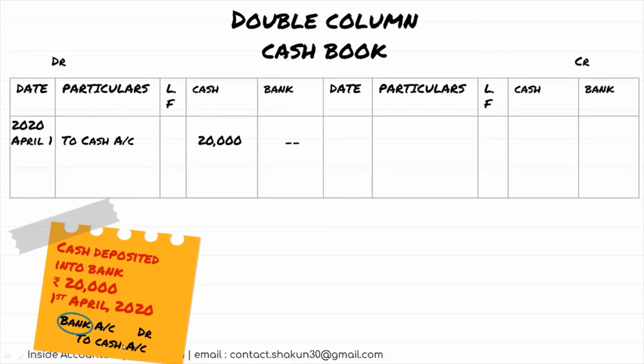Moving on, in the same transaction, cash account is credited. Now, since cash is credited, the credit of cash has to be mentioned on the credit side of the double column cash book. So there we will write by bank 20,000. Now, since we've written by bank, therefore the amount will come under the cash column. Okay, so cash is credited with rupees 20,000 in the name of bank.